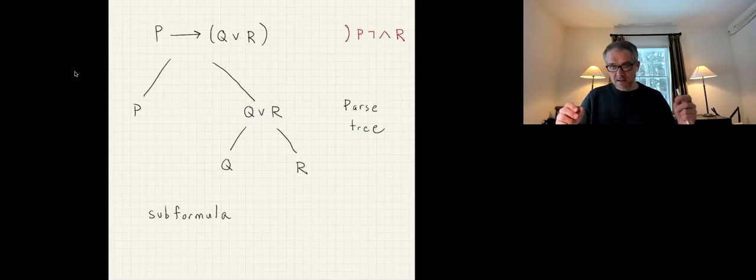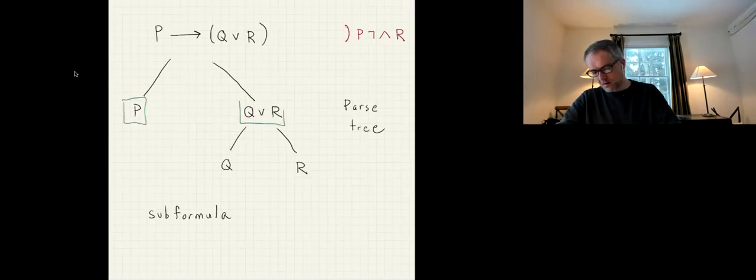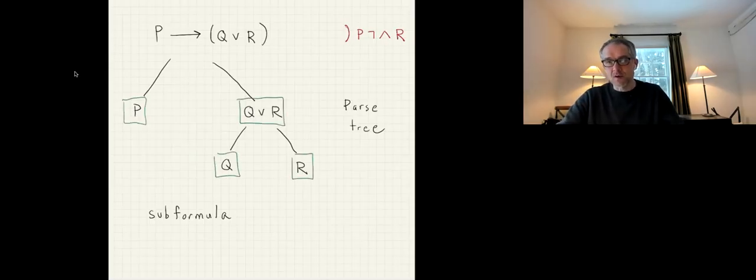So the subformulas of our original formula, if P, then Q or R, are P, Q or R, Q, R. And of course, the whole formula is a subformula of itself. It's just, we might say improperly, a subformula of itself. But the proper subformulas are every sentence that occurs as a unit inside the overall formula. That's the notion of a subformula.